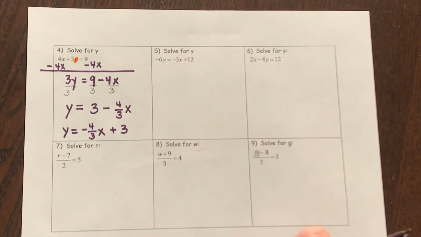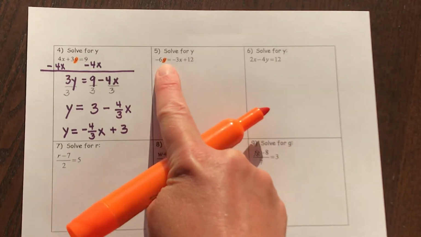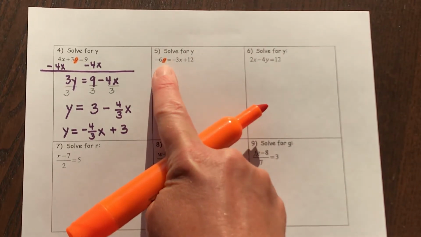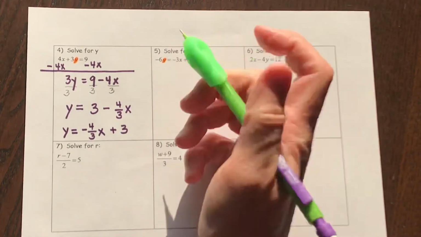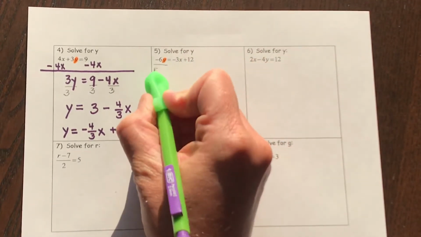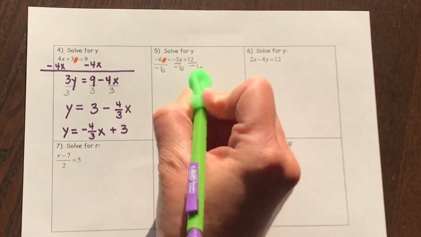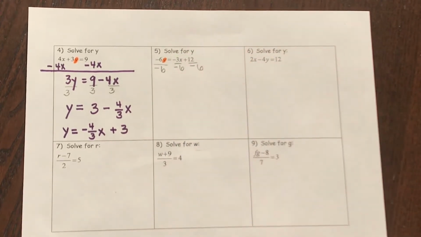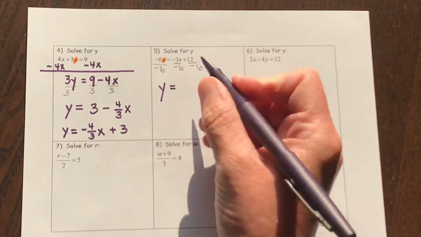For number 5, we are asked to solve for the y term. And in this case, the term is already isolated. I just need to get rid of the coefficient. So I'm going to divide everything, all my terms, by -6. So notice how our signs are going to change because we're dividing by a negative. So now my y will be a positive.